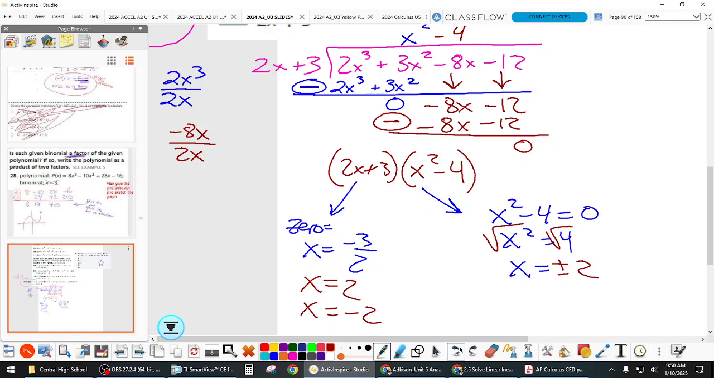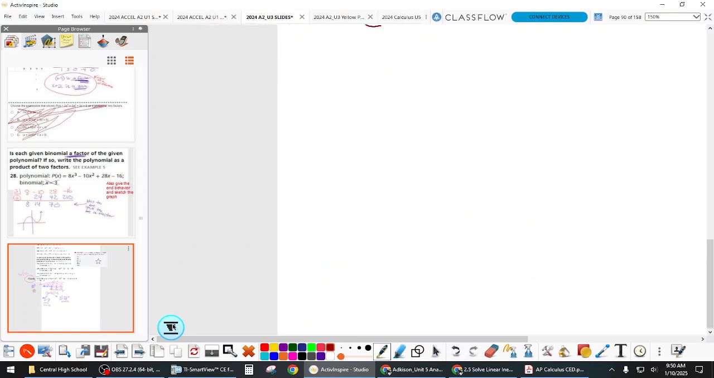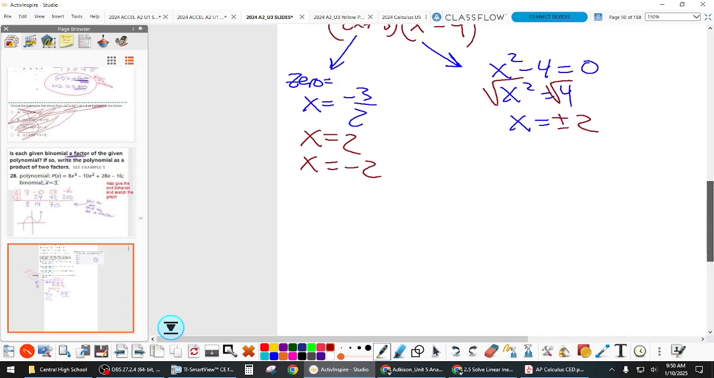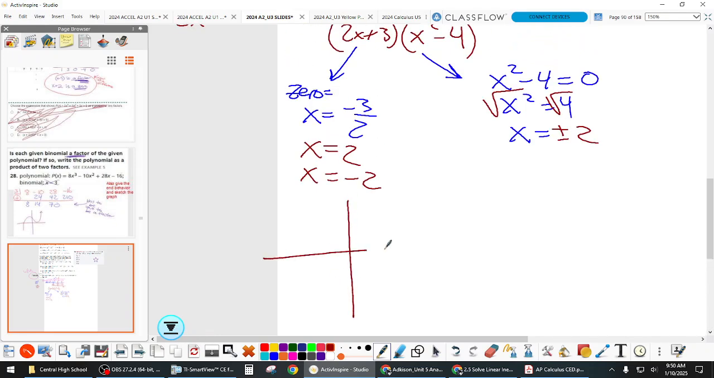Okay. That said, we have 3 zeros. Sorry. I want you to think about this as kind of the conclusion to our unit. How can you take a function I give you and do all of this all the way through? I would go put these on the x and y-axis. In this case, just the x-intercepts. So we have one at 2, negative 1.5, which is negative 3/2, and then also negative 2.